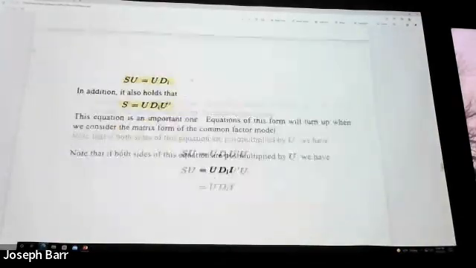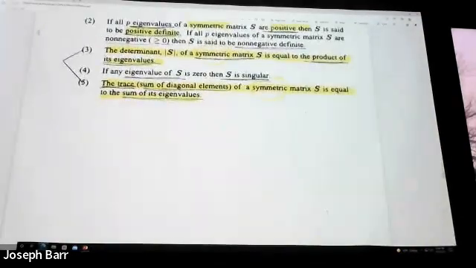So the trace of a symmetric matrix X is equal to the sum of the eigenvalues. So once we have those eigenvalues, trace, determinant, and the definition of singular could be very easy because we can do a lot of calculation. It's a sum of all eigenvalues. It's just a trace.